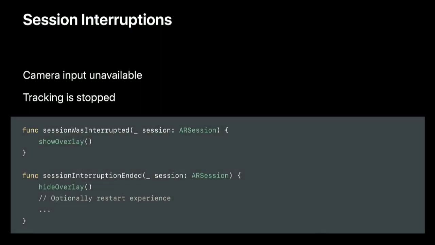Here, it's a good idea to present an overlay or maybe blur your screen to signify to the user that your experience is currently paused and no tracking is occurring. During an interruption, it's also important to note that because no tracking is happening, the relative position of your device won't be available. So if you had anchors or physical locations in the scene, they may no longer be aligned if there was movement during this interruption. For this, you may want to optionally restart your experience when you come back from an interruption.